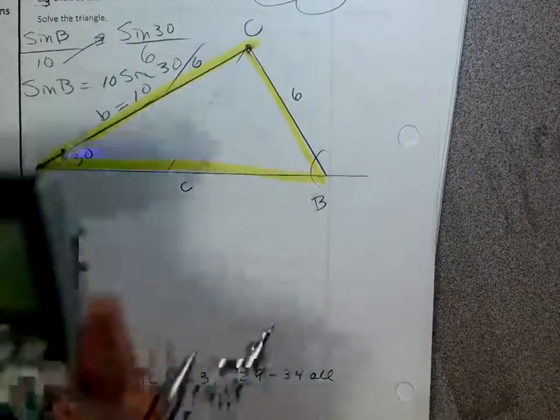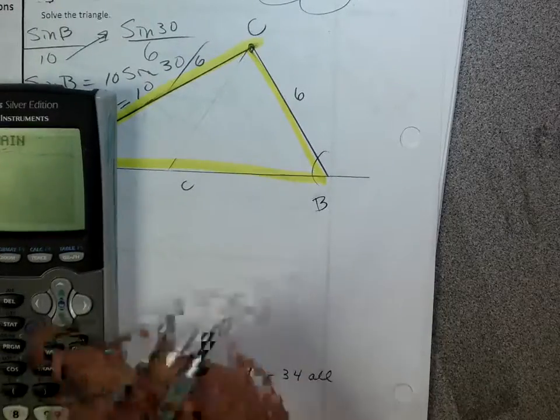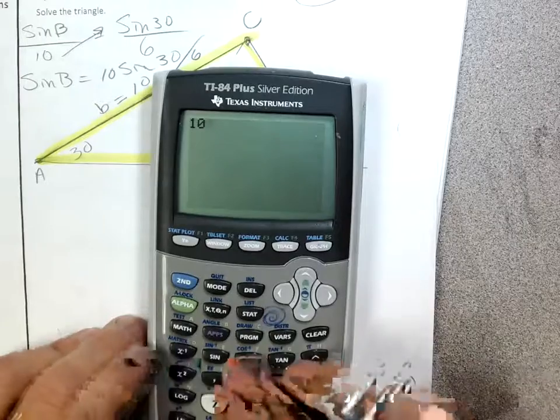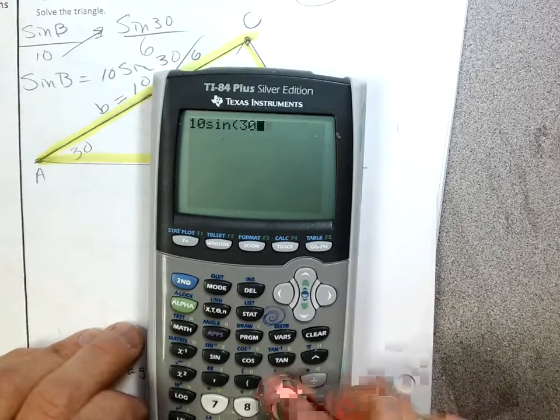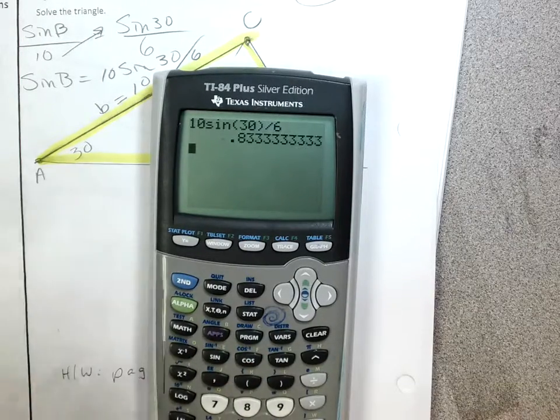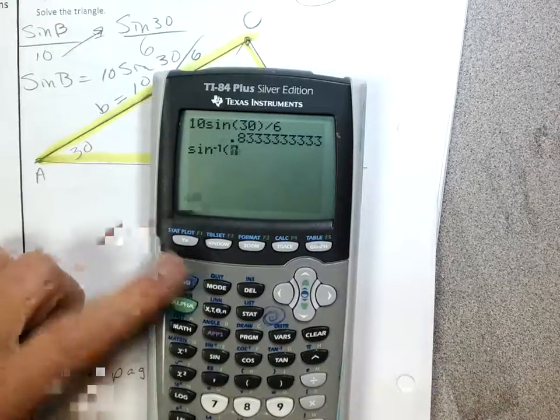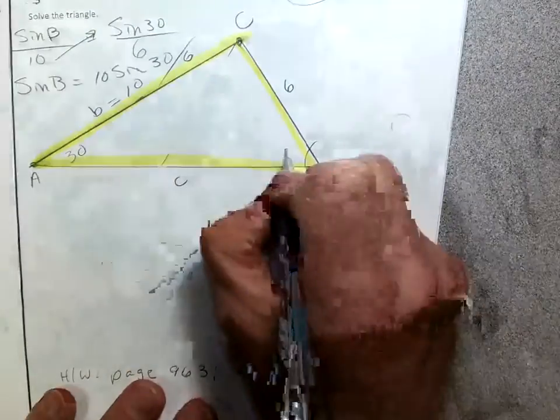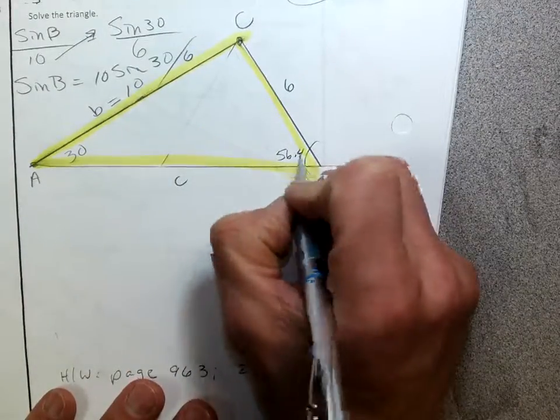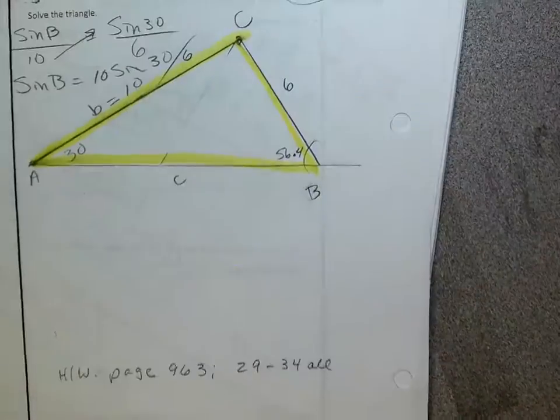I'm going to use my calculator. 10 sine 30 divided by 6. And I inverse sine that. We've got to do the sine inverse because I have to find the angle of that answer. So angle B is about 56.4 degrees, okay? Great. This is not that bad, right?